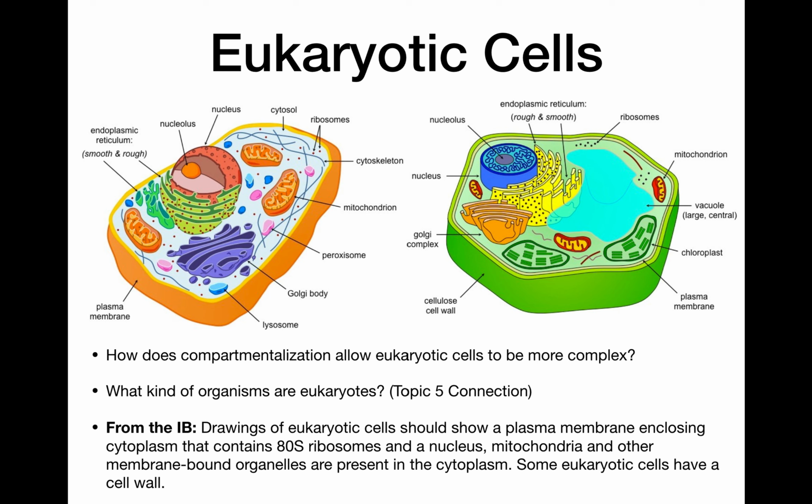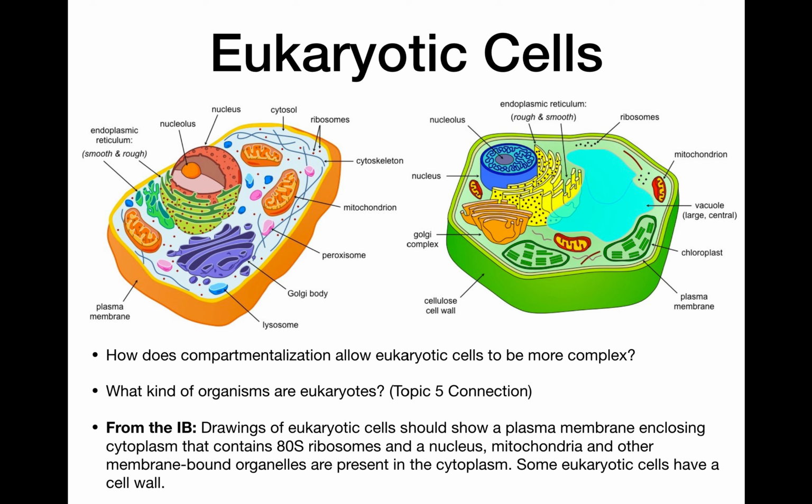Next question, what kind of organisms are eukaryotes? So connection again to topic 5, pause the video, take a minute and think about it. So eukaryotes are all the other kingdoms of life, everything in the domain Eukaryota, if you remember your domains and kingdoms. Kingdom Protista, kingdom Fungi, kingdom Animalia, and kingdom Plantae. So plants, fungi, animals, and protists are all eukaryotes.